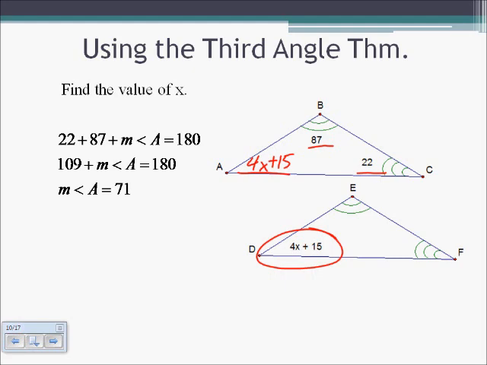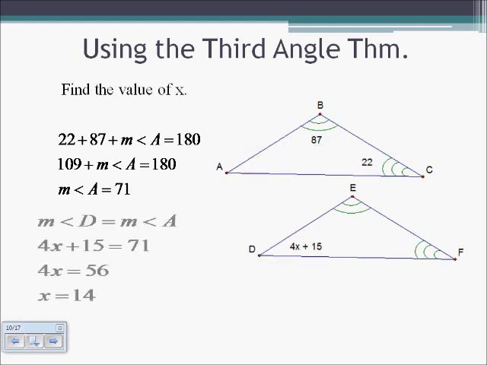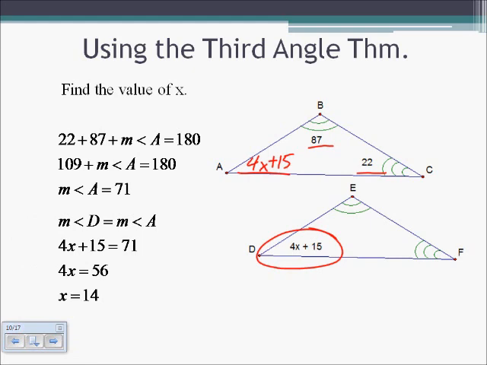Using that logic here, we have the measure of angle A equaling 71, which is 4x plus 15. And solving all the way down, we have x is equal to 14. Alright. We know those values are the same. We have using the triangle sum theorem, and then now using the third angle theorem.